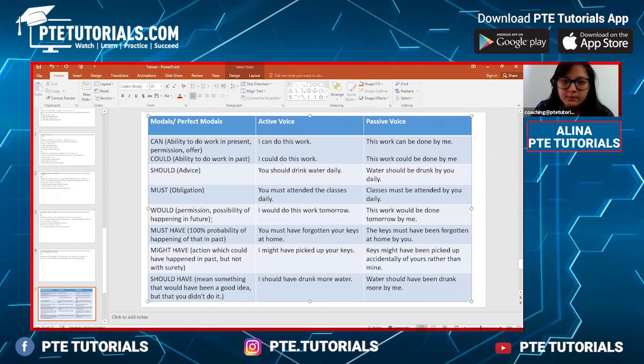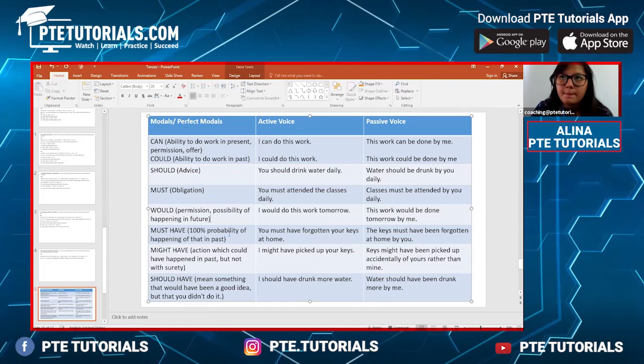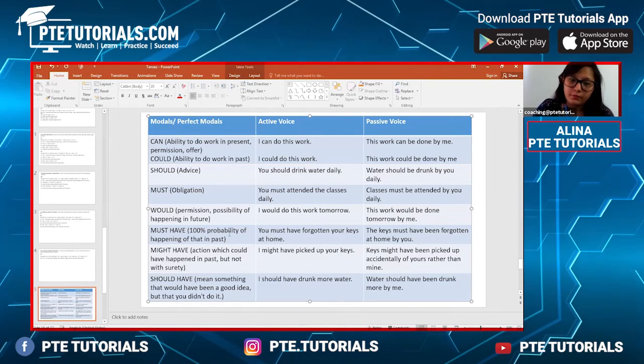I would do this work. This is used for permission or having the possibility in future. I would do this work, which means I am capable enough to do this work in future and I will surely do that thing. It has 100% possibility of doing that thing in future. Okay, must have. This is the past form of must. You must have forgotten your keys at home. That is 100% probability of that having happened in past. After that you can add one sentence as well, because you have taken mine, so you have forgotten yours, something like that. So must have always has the effect of must.